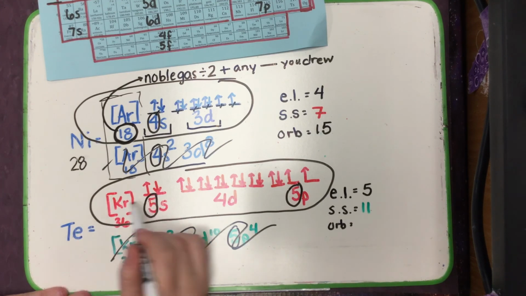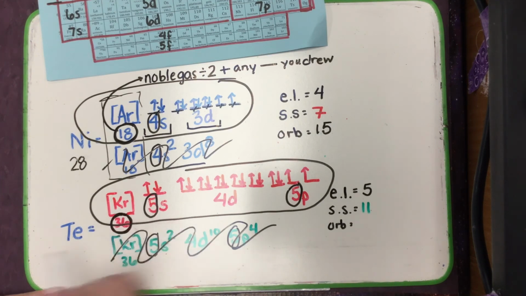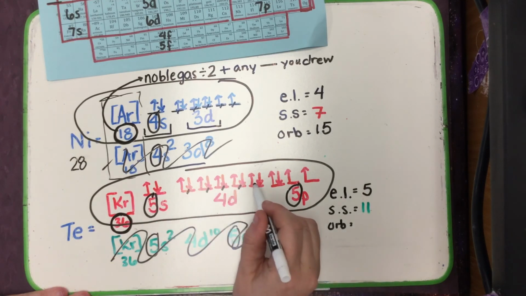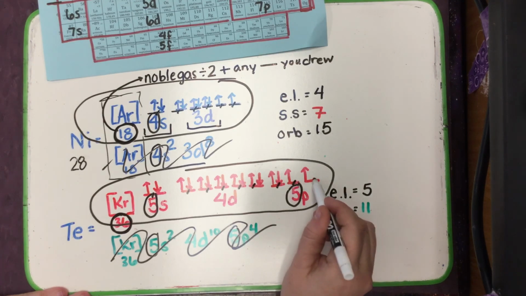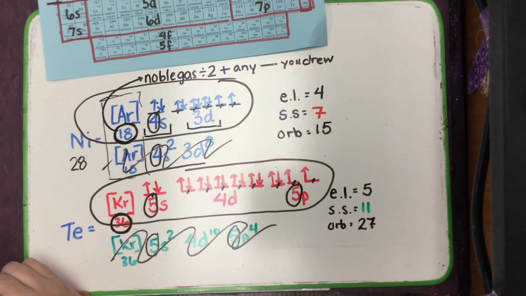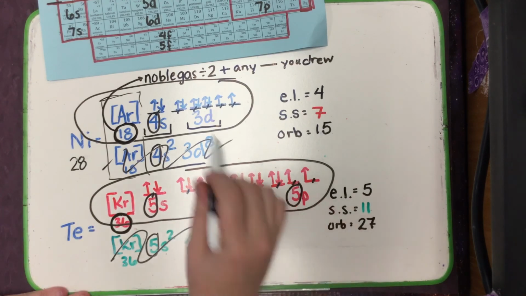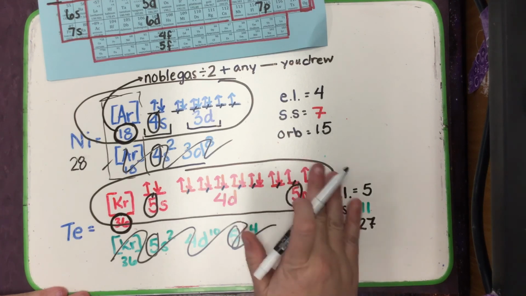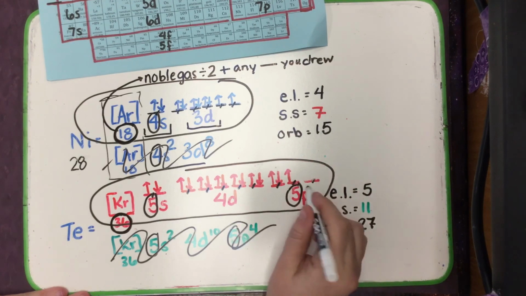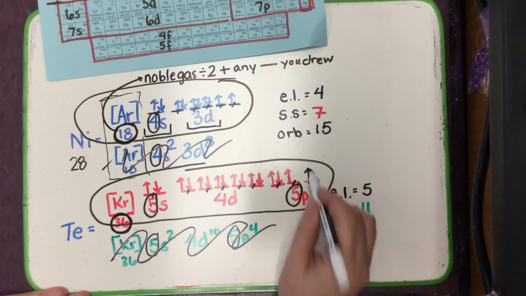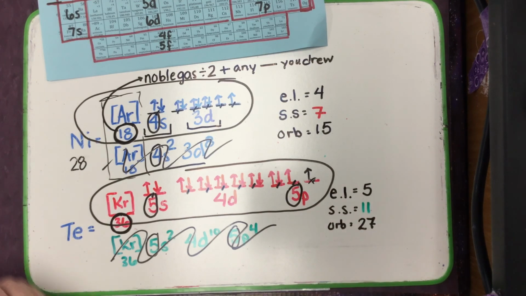Tellurium, 36 divided by 2 is 18. 19, 20, 21, 22, 23, 24, 25, 26, 27. Has 27 occupied orbitals. Notice I counted the ones that only had one arrow. However, if I had an example that didn't have any arrows at all, it would not be counted as occupied. In order to be an occupied orbital, it has to have at least one arrow.